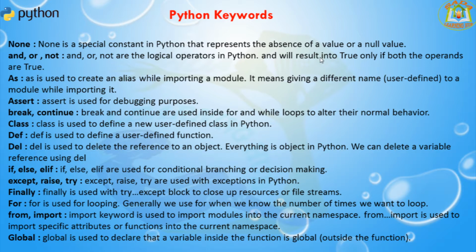Next, the lambda keyword. A lambda keyword is used to create anonymous functions. If you want to create anonymous functions, we can use the lambda keyword. It is an inline function that does not contain a return statement. It consists of an expression that is evaluated and returned.